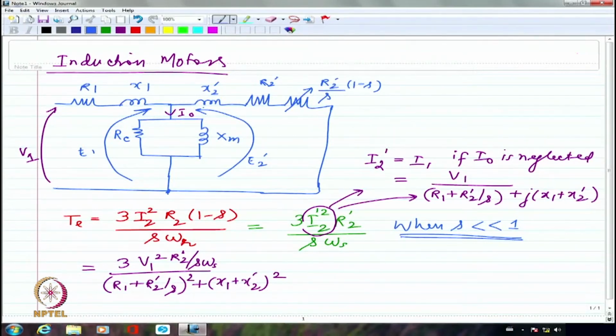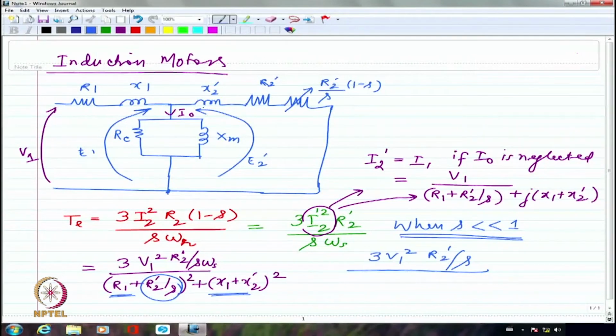We are not going to have very large slip normally in an induction motor, which is fairly well designed, and generally induction motors are fairly well designed. So in which case we are going to say 3V1 square R2 dash by S divided by, I am going to say that this component is going to dominate over this as well as this. So I can afford to neglect X1 plus X2 dash as well as R1. I am just doing an approximation.